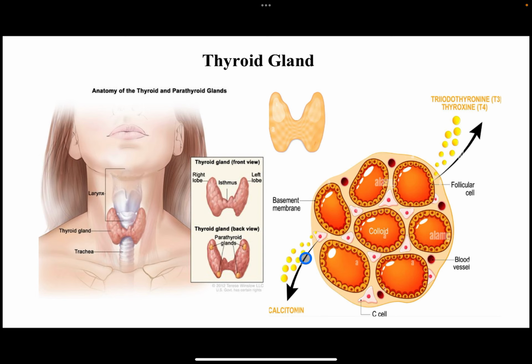The parafollicular cells are the ones that produce the calcitonin. This hormone is responsible for lowering your blood calcium levels. It works to lower your blood calcium levels.